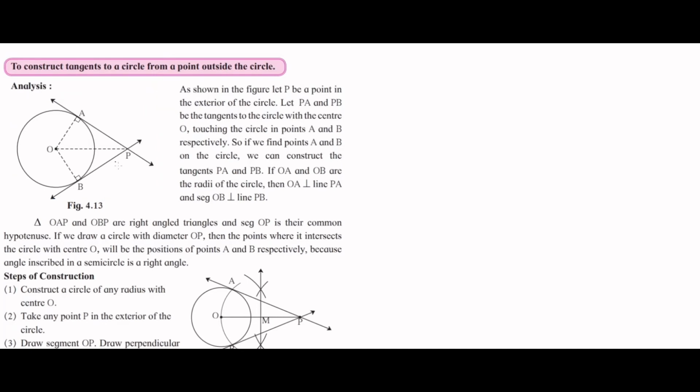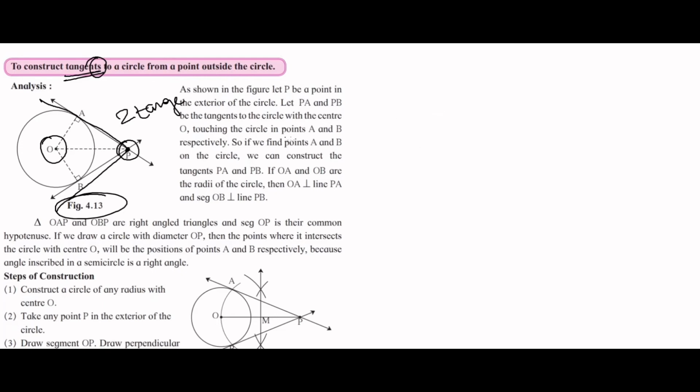If you observe this figure carefully, you will see that there are two tangents over here. As it itself says, construct tangents to a circle. This would be your circle O, and from a point outside the circle, this is the point P which is outside the circle, you have to construct two tangents from P, AP and BP, like this. So let us see how to construct it.